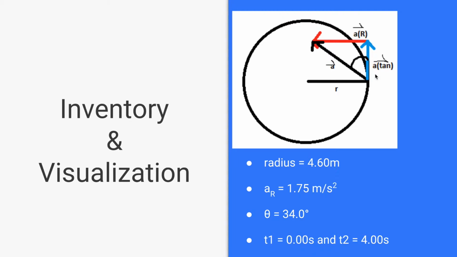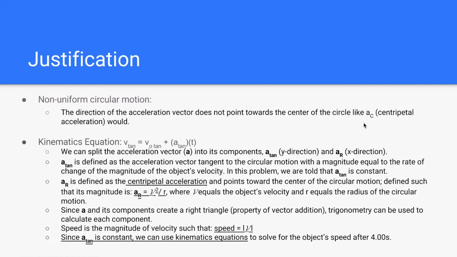When we break up the acceleration vector into components, we're breaking it up into the tangential acceleration component and the centripetal acceleration component. The tangential acceleration component vector is perpendicular to the point on the circle where the bee's acceleration is changing. In our justification, we again see that this is non-uniform circular motion because the direction of the acceleration vector does not point towards the center of the circle like centripetal acceleration would.